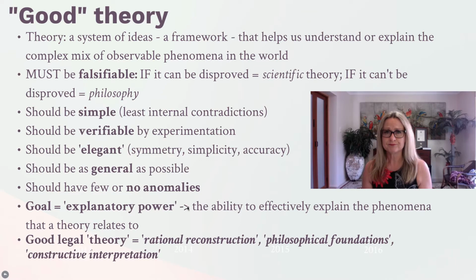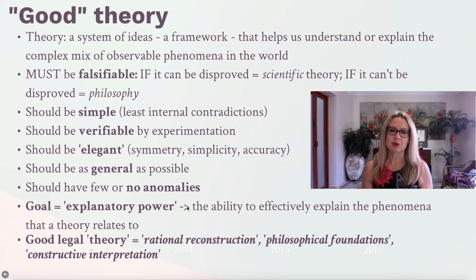It should be simple. There's no point coming up with a ladder that has 53 steps just to get up 10 centimeters. You want something that's nice and simple, 3 steps and you're there, or 2 or 1, even better. You want to have very few internal contradictions in terms of your theory. It should logically proceed according to its own terms. It should be verifiable, and that's the flip side of the falsifiable point. It should be elegant: symmetrical, simple, accurate. If you can combine all of those factors together, you've got something that's fairly beautiful. E equals mc squared, for example.